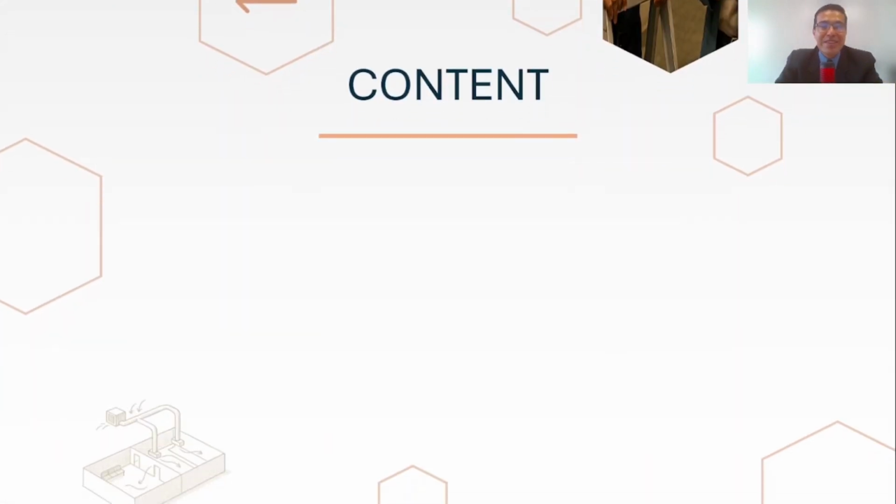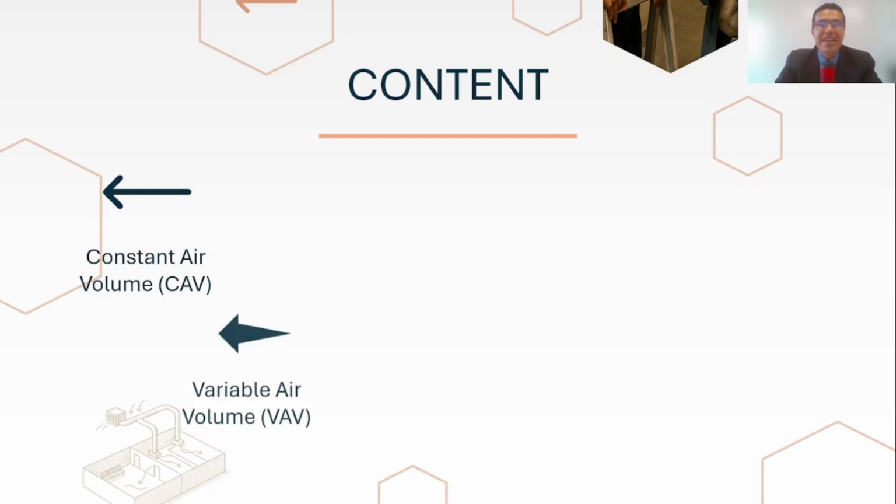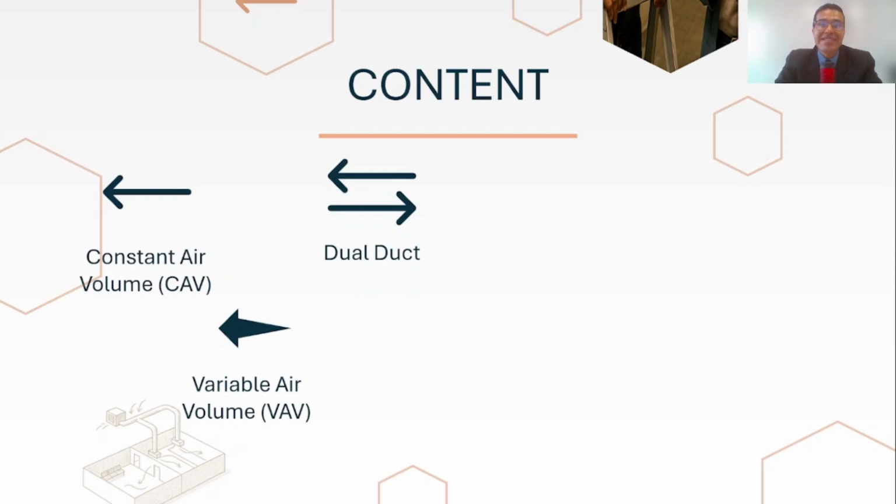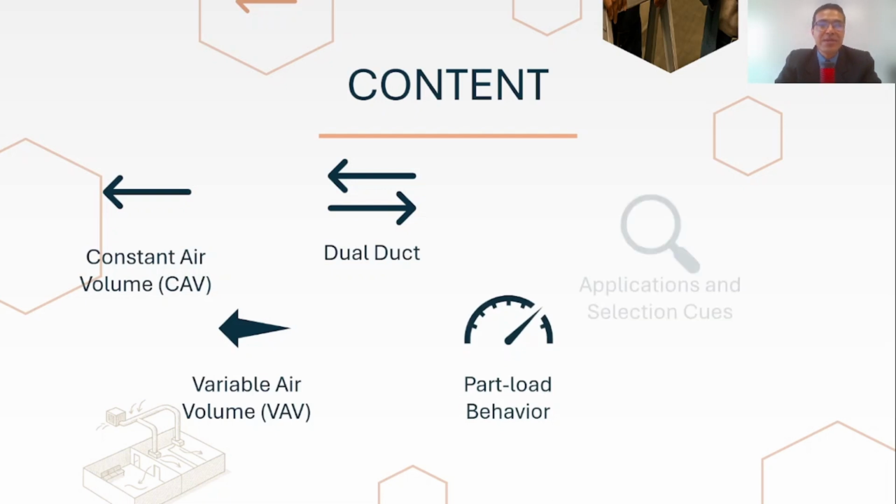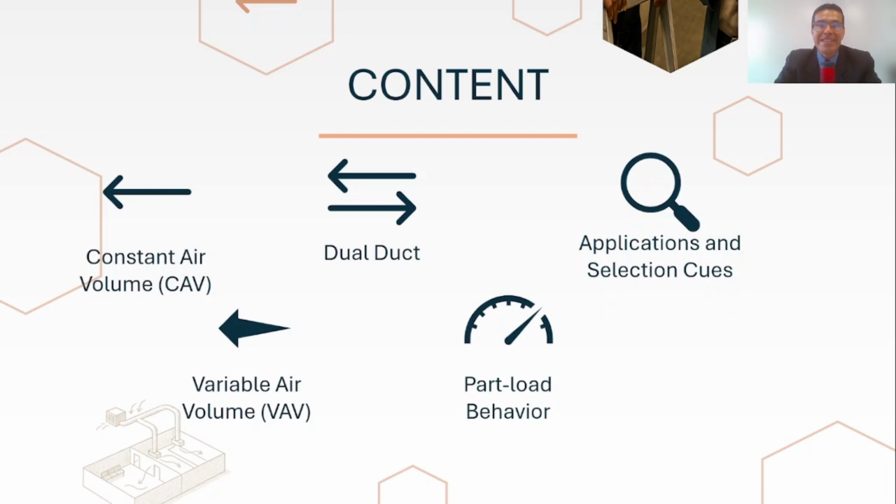Well, in the content of this video, we begin with the air distribution systems, starting from the constant air volume, next the variable air volume, and the last distribution system will be the dual duct system. Then we will talk about their behavior at different loads, and finally we will translate this information to selection guidance and pitfalls.